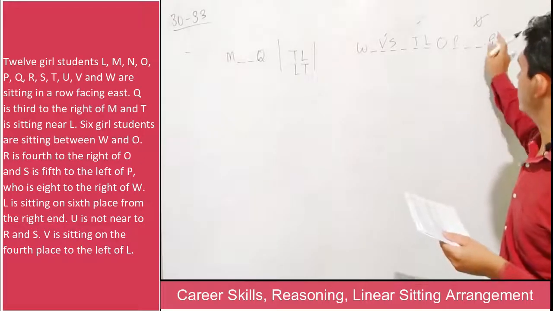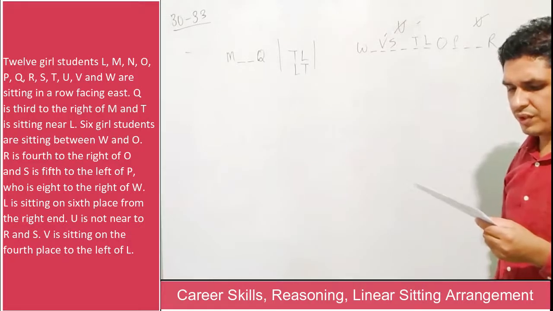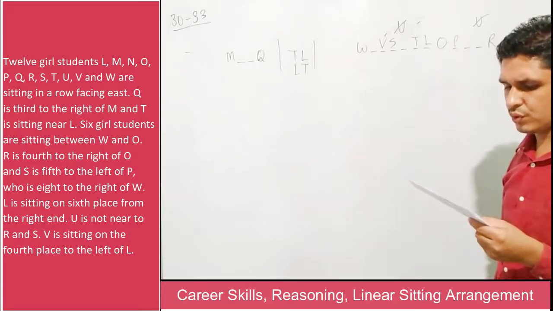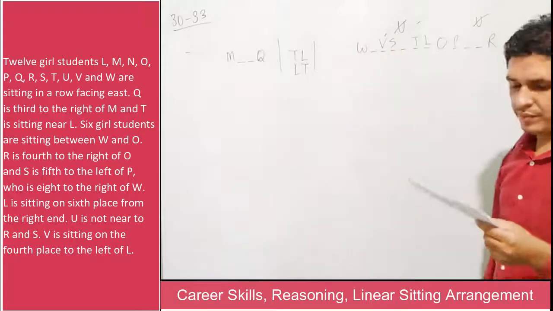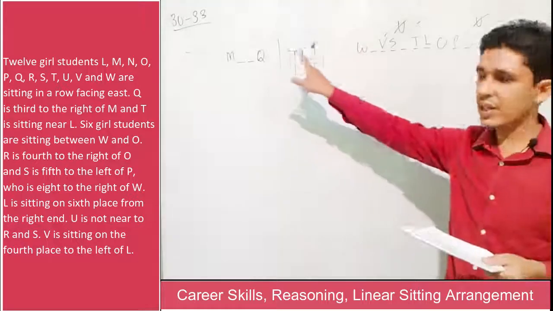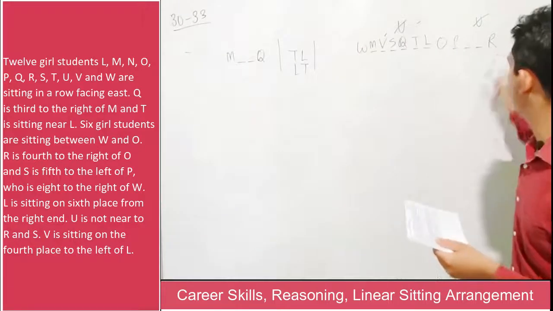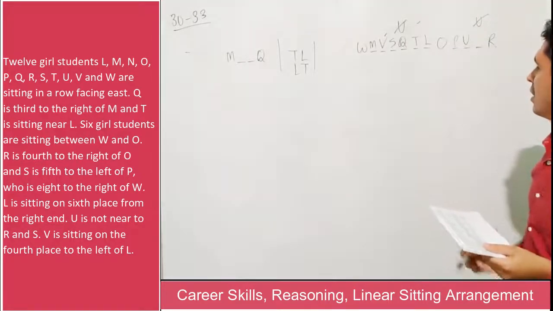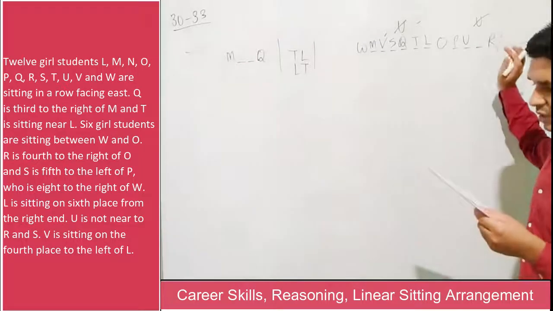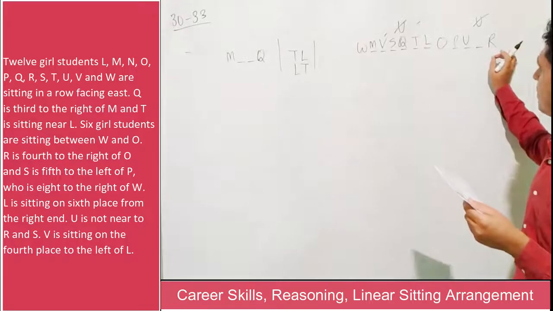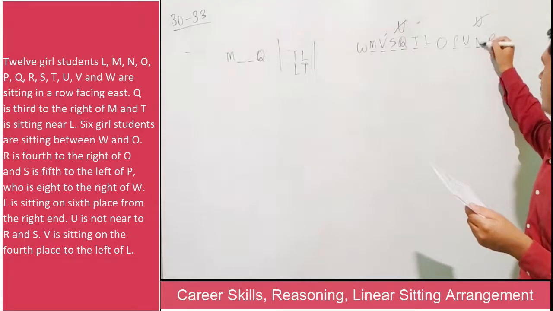Thereafter U is not near to R and S. U cannot be here and U cannot be here. Now thereafter V is sitting fourth place to the left of L. 1, 2, 3, 4. Okay. Thereafter this is remaining, like M and the gap of 2, thereafter Q. And U cannot be here, so U must be here. Out of all the given people, P has been done. N is remaining, so N must be here.